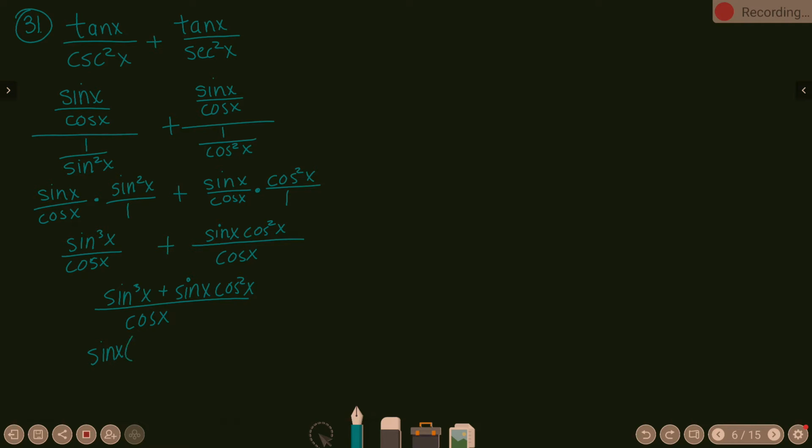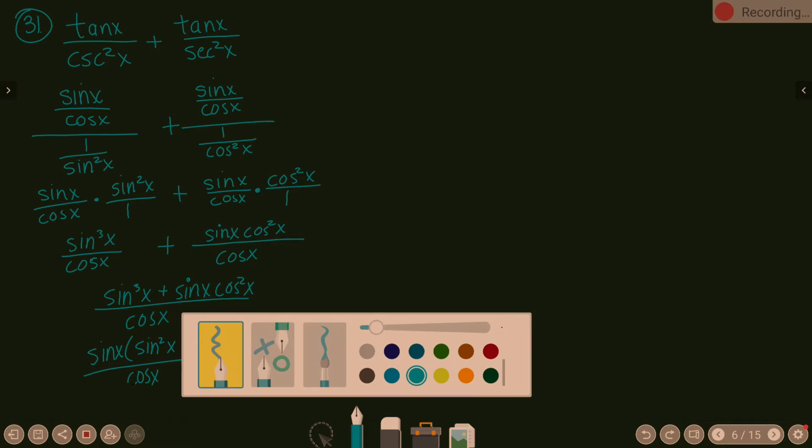So now, if you have sine cubed and you factor out sine, what's left? Sine squared x. Plus, if I have sine x cosine squared and I factor out sine, I'm left with cosine squared. You get tangent squared, or tangent cosine squared x. And this was all still over cosine x.